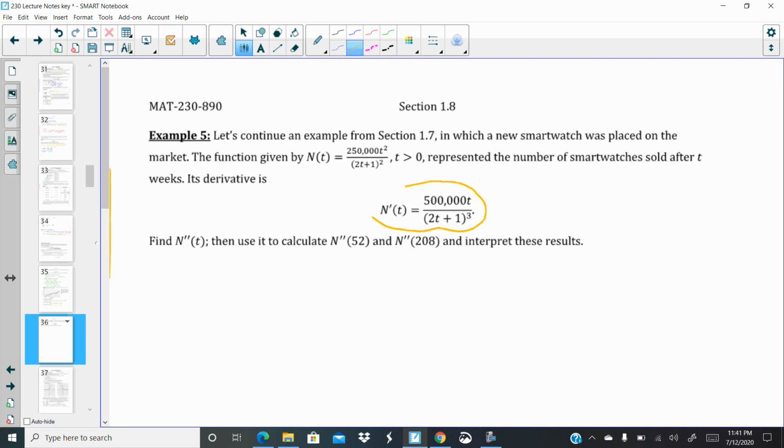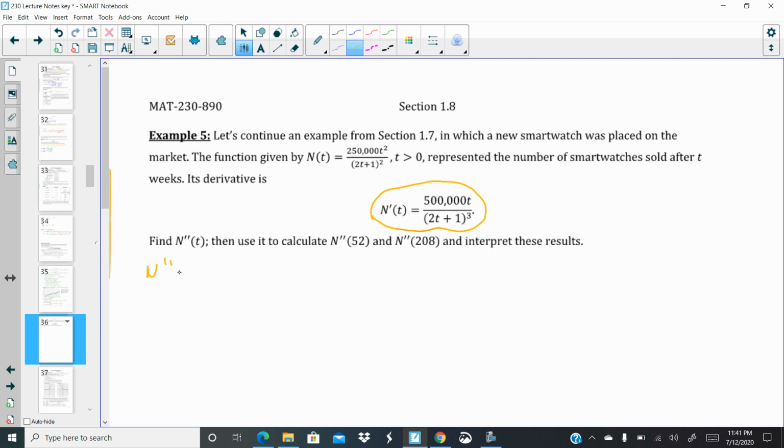Now this is a simplified version of our derivative. We did not go far enough to simplify that, but that's what it is. So now it wants us to calculate the second derivative and interpret those results at the same 2 times. So let's go ahead and find the second derivative.